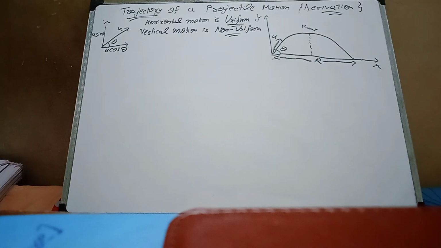So now we are going to derive some equations related to the projectile motion. So first of all, we are writing the equation for the trajectory of a projectile motion. Trajectory is the path, the equation which tells the position of the projectile.